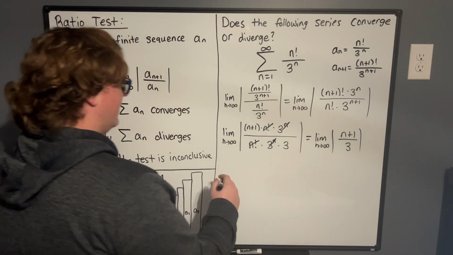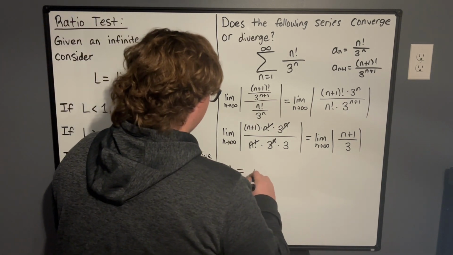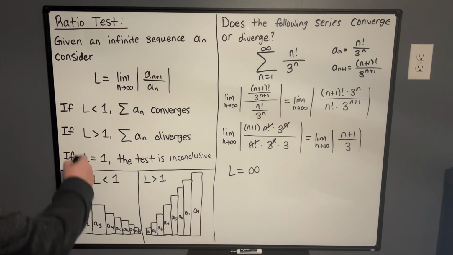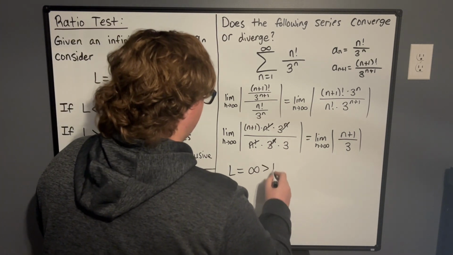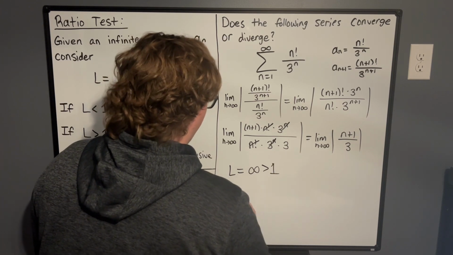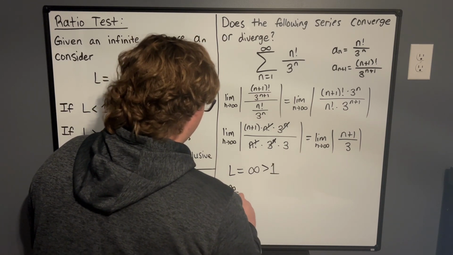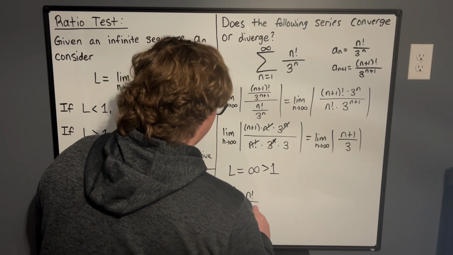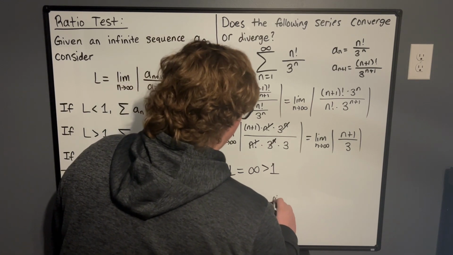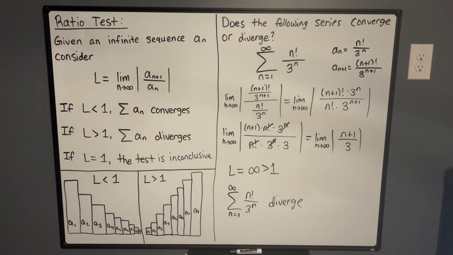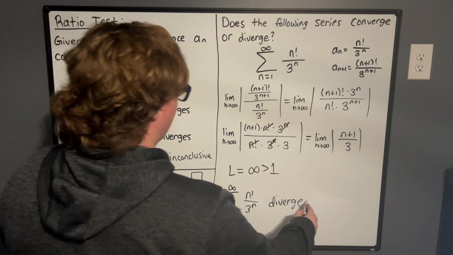So it affects nothing. We know that L is equal to infinity, but infinity, of course, would be greater than 1, right? So this is greater than 1. That tells me that the sum from n equals 1 to infinity of n factorial over 3 to the n diverges. So it will diverge, sorry, not will diverges. I guess I should write diverges here.